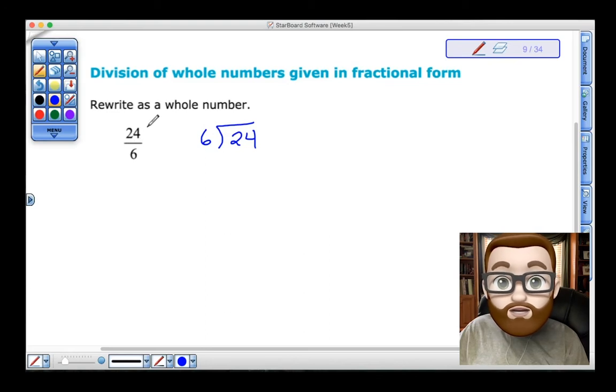We want to reduce these till we get a whole number. So remembering our times tables, 6 goes into 24 4 times because 4 times 6 is 24. So the answer for this is just going to be 4.